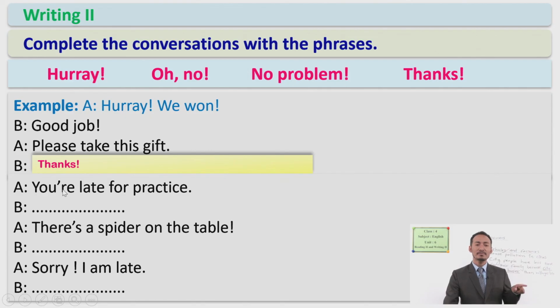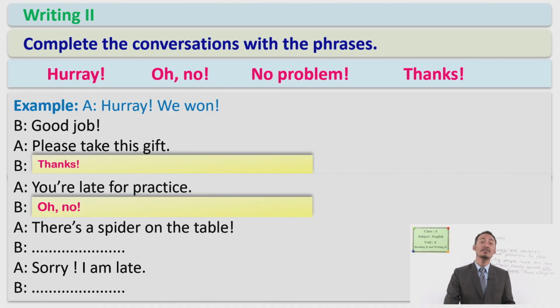So another conversation is, you are late for practice. And again, there is a spider on the table. Sorry, I am late. Now we have to decide which is the correct one here. So you are late for practice. Which do you think is the right one? Is it hooray or oh no? Yes, it's oh no. If you are late, you can say oh no.